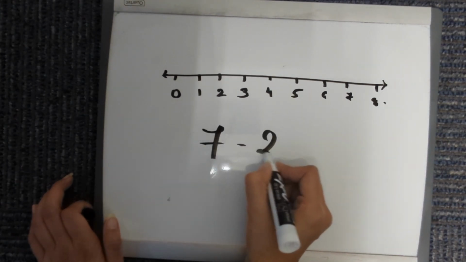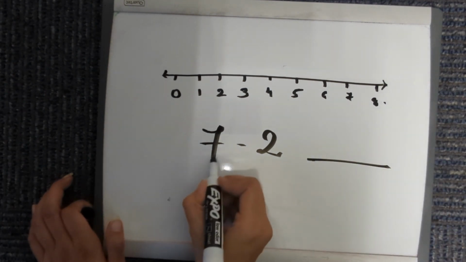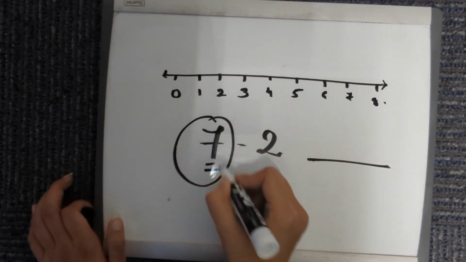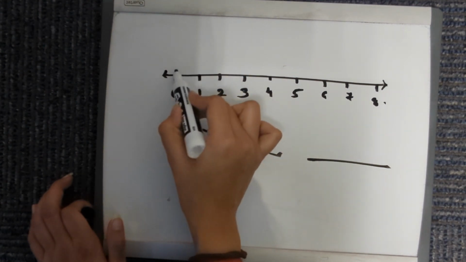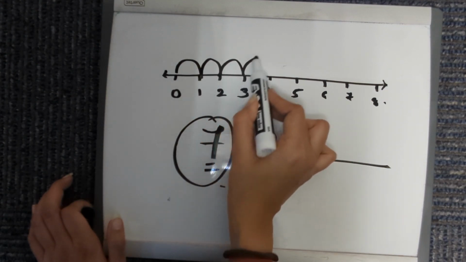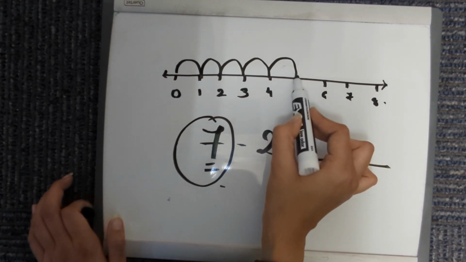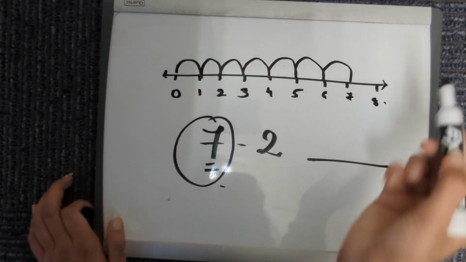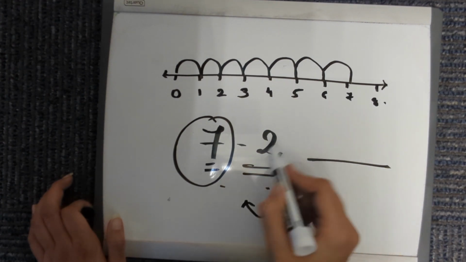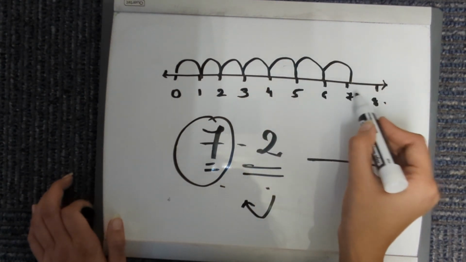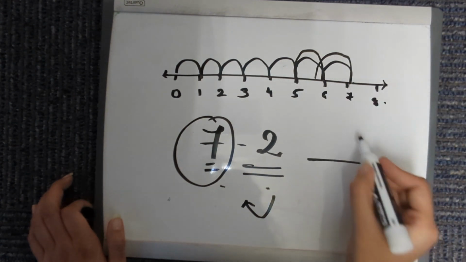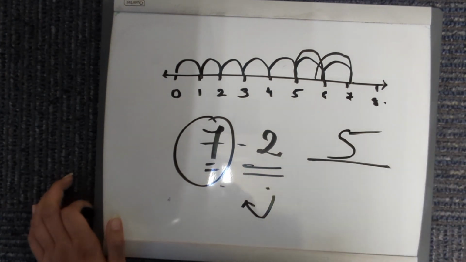Let's just do 7 minus 2. In order to find the answer, we will take 7 jumps forward for the first digit. Here the first digit is 7. So we will take 7 jumps in the forward direction. 2, 3, 4, 5, 6 and 7. And for subtraction, we will take the jumps in the negative direction. So here it is 2. We will take 2 jumps backward. So this is my first jump and this is my second jump. I am reaching to 5. So the answer to this question is 5.